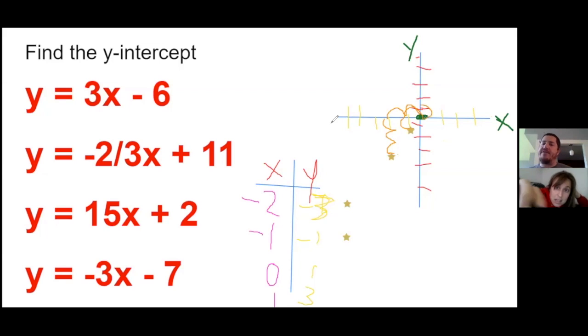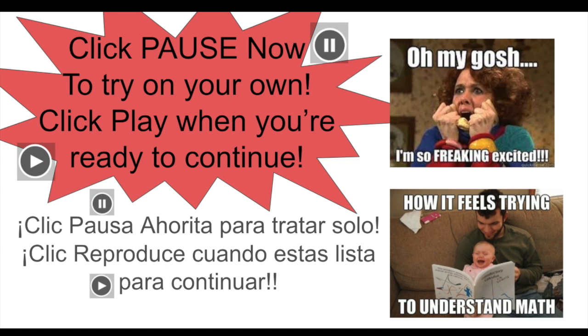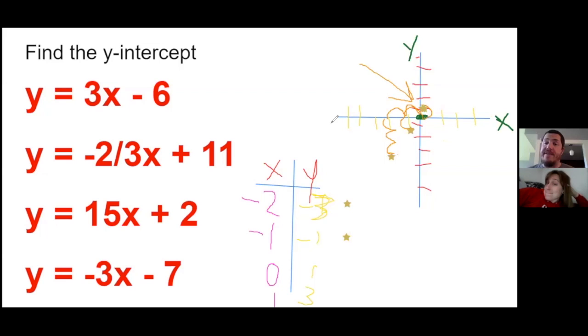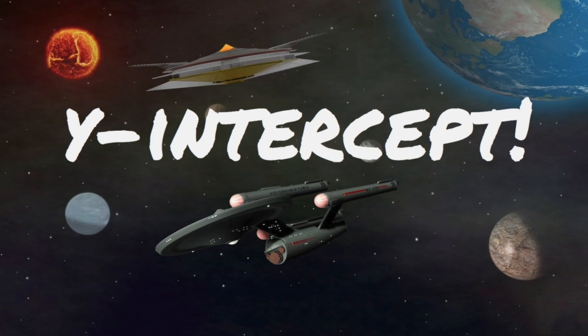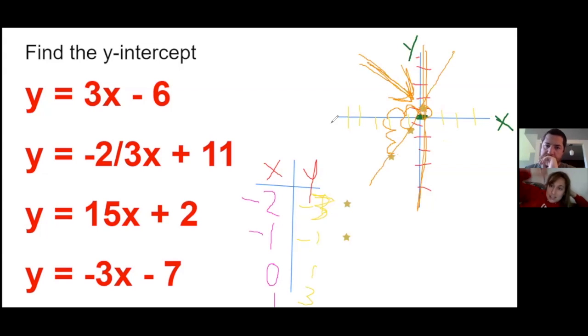I'm going to ask a question, and we're just going to pause for 5 seconds and let them answer the question to themselves. What is that point called that we just plotted? Okay, hopefully you said the y-intercept, because it intercepts the y-axis. So this point right here is the y-intercept.